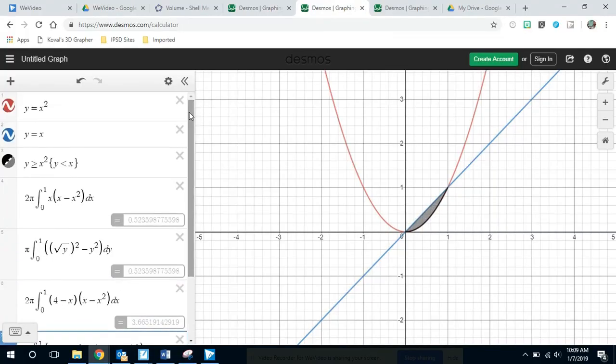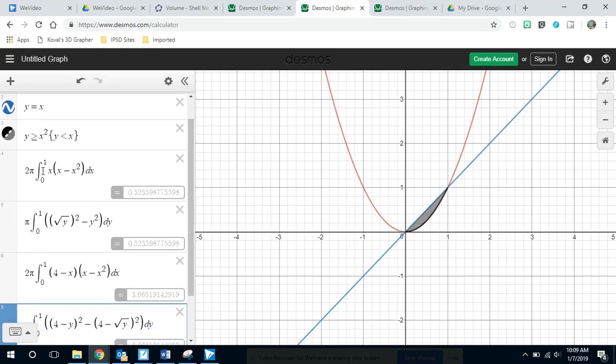Problems 2 and 3, we have y equals x squared and y equals x. So we're taking this section and we are rotating it around the y-axis. And when we rotate it around the y-axis, 2 pi times the integral from 0 to 1 of x times x minus x squared, because remember the radius is x, and the height is x minus x squared, we end up with about 0.524.